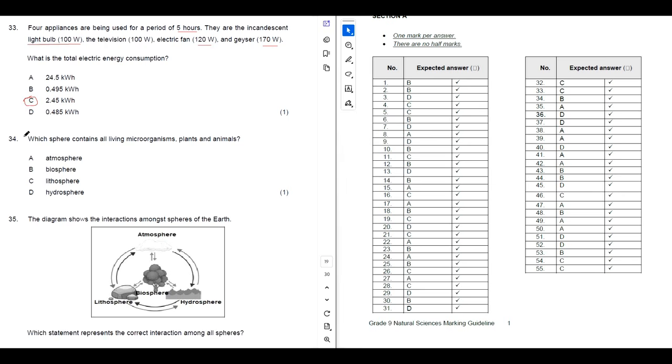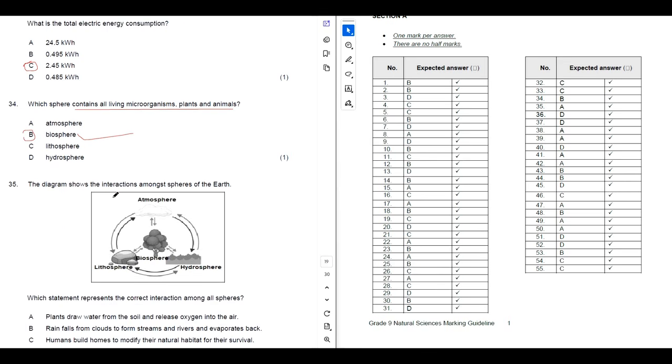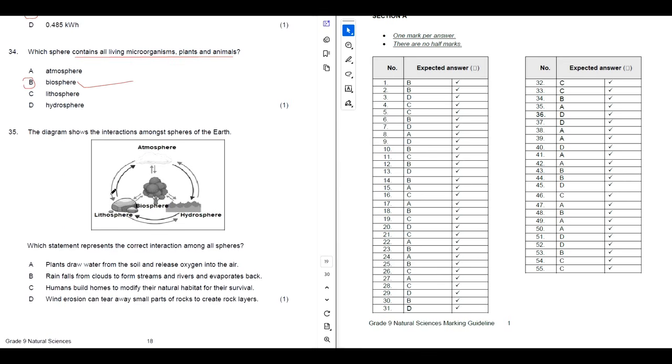Okay, and then next we will move to question 34, which says: which sphere contains all living microorganisms, plants, and animals? So we can see that our sphere will be the biosphere. The biosphere is the one that contains all living microorganisms, plants, and animals. So our answer will be C.